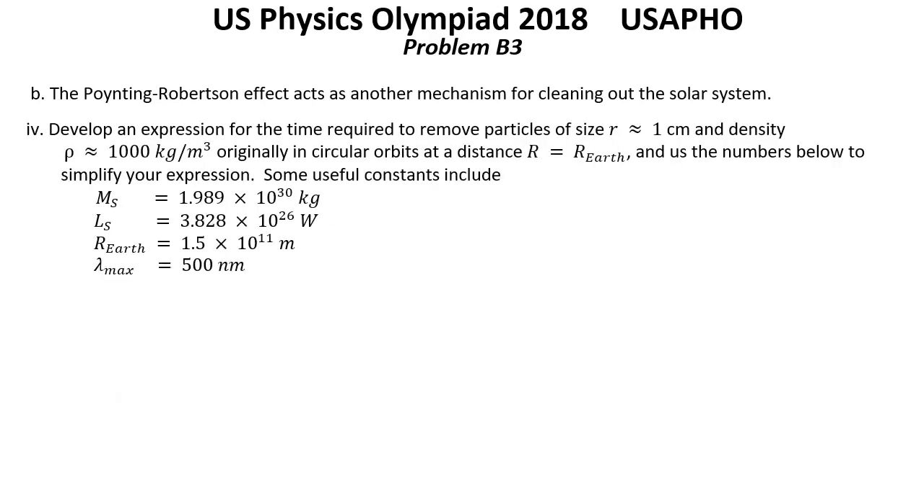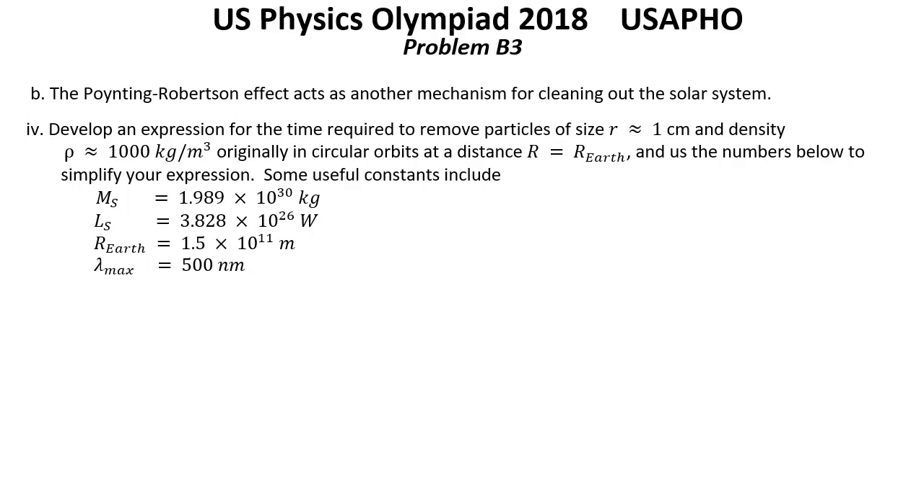Question 4 from part B. Develop an expression for the time required to remove a particle of size r approximately equal to 1 centimeter and density about 1000 kg per cubic meter, originally in circular orbit at a distance r equal to the distance of Earth from the Sun, and use the numbers below. Simplify your expression. Some useful constants include these expressions with their meaning.